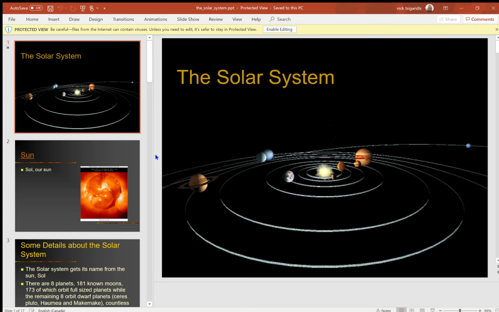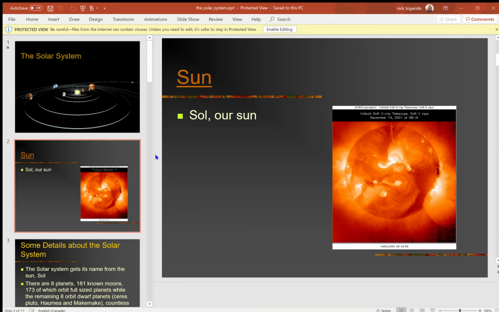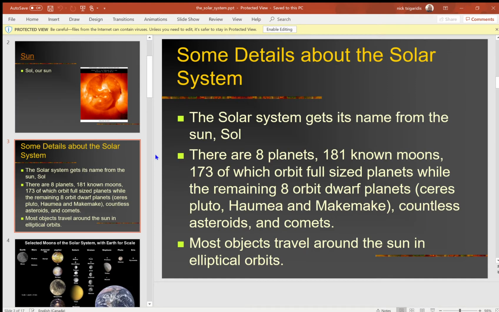The solar system. So the solar system gets its name from our sun, which is Sol. And so everything is surrounding Sol, and so we get solar system. Now we did have a lesson on the sun, so I'm not going to talk too much about the sun itself. But in any case, so the solar system, as I mentioned, already gets its name from the sun, Sol. We know that there are 8 planets so far.